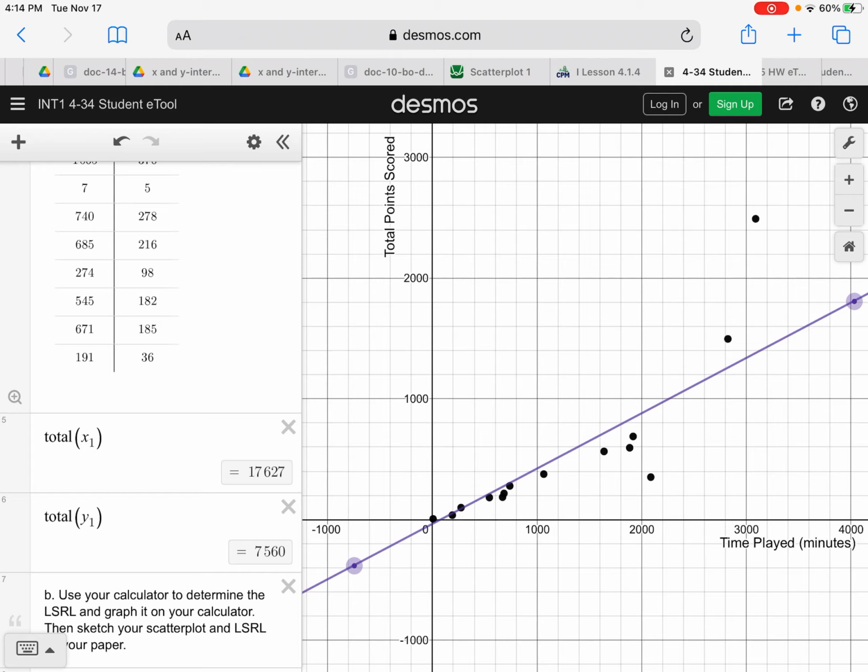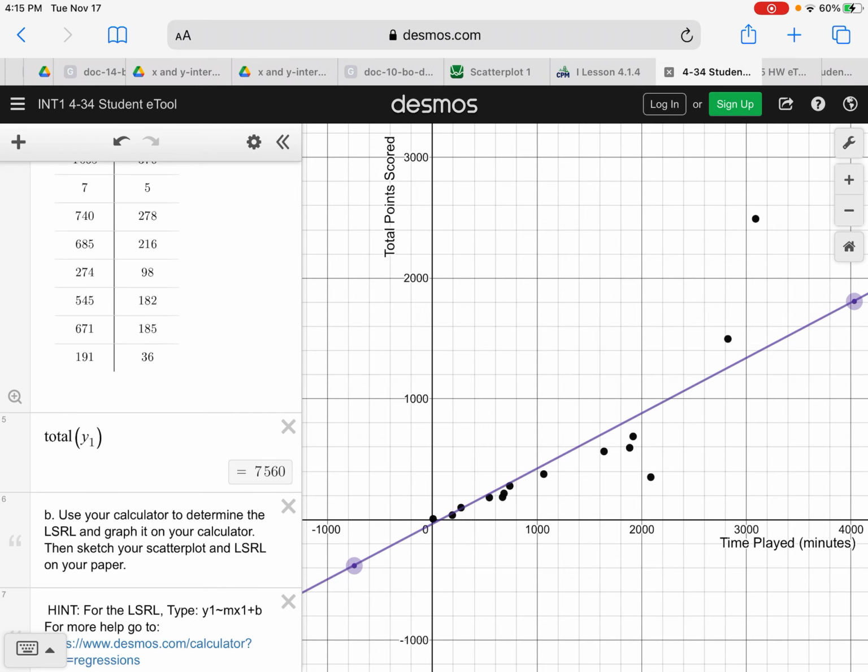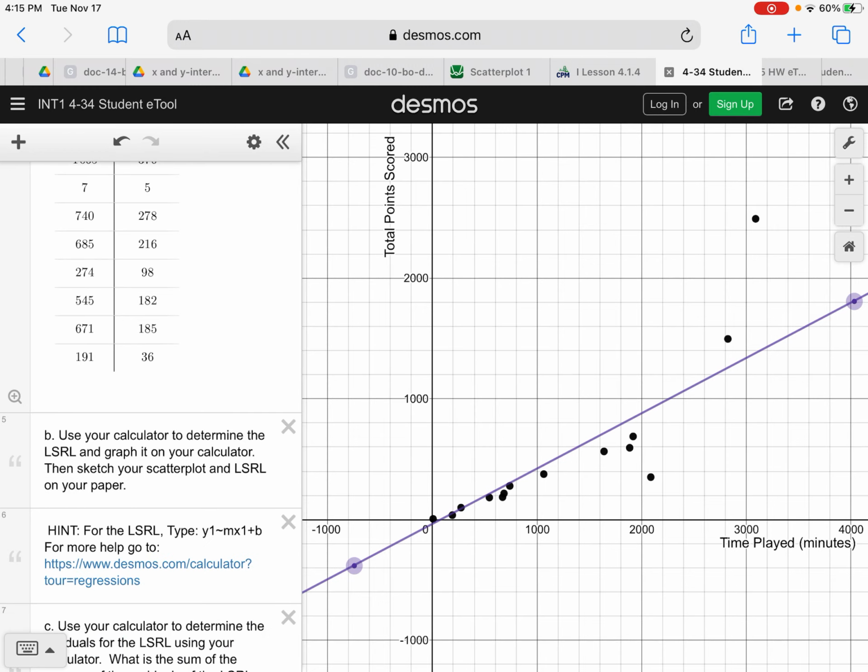This X1 and this Y1, these are the sums of the 2 columns. We don't really need those right now. Use that just to check that you've entered all the data correctly. A lot of times they'll give you those sums so that you can go back, and if you type that into Desmos, it sums up the columns for you. You can double check that you typed everything in correctly.